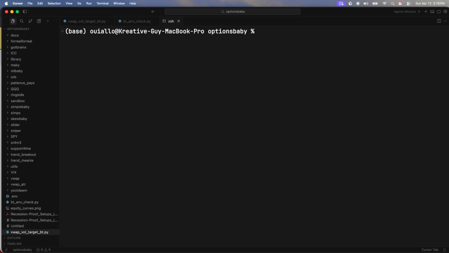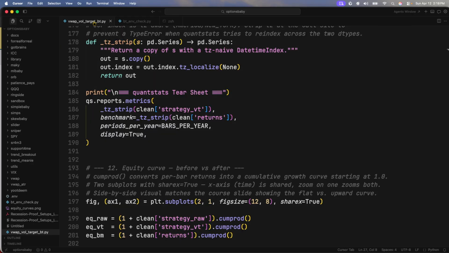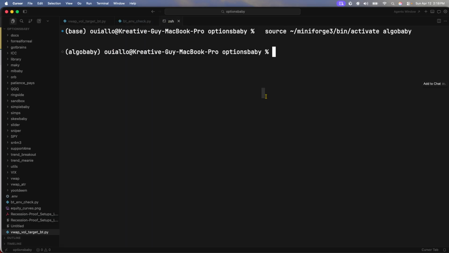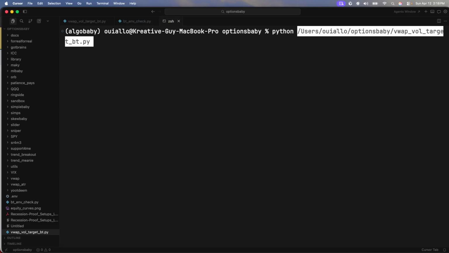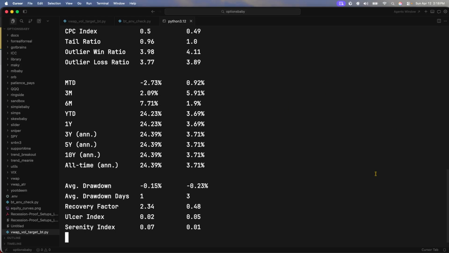Now, one thing you have to notice here is that we have to bring in our conda environment. How do I know I'm not in the conda environment? Because it says base. So what I have to do is drop into that conda environment. Now it says algo baby, so I'm in it. Let's copy the file. Clear, Python, and then run. So now we're actually going to run our backtest. We're running it with Python because this is a Python-based backtest.